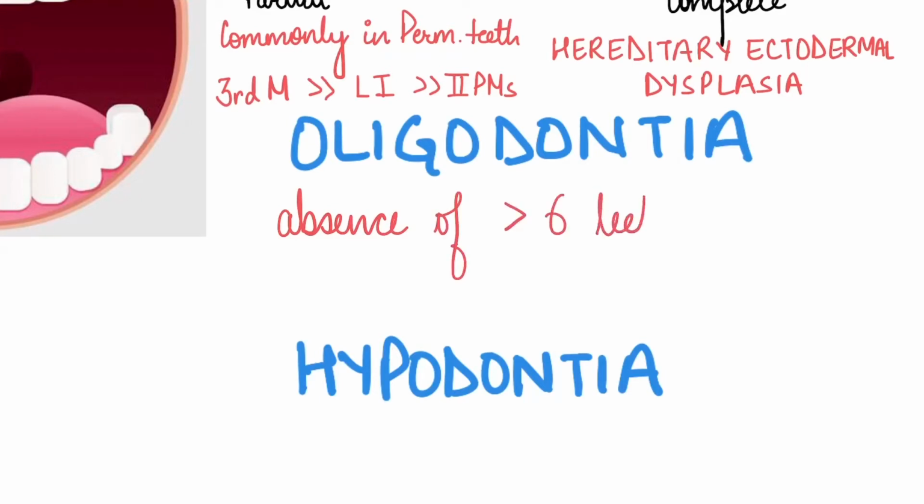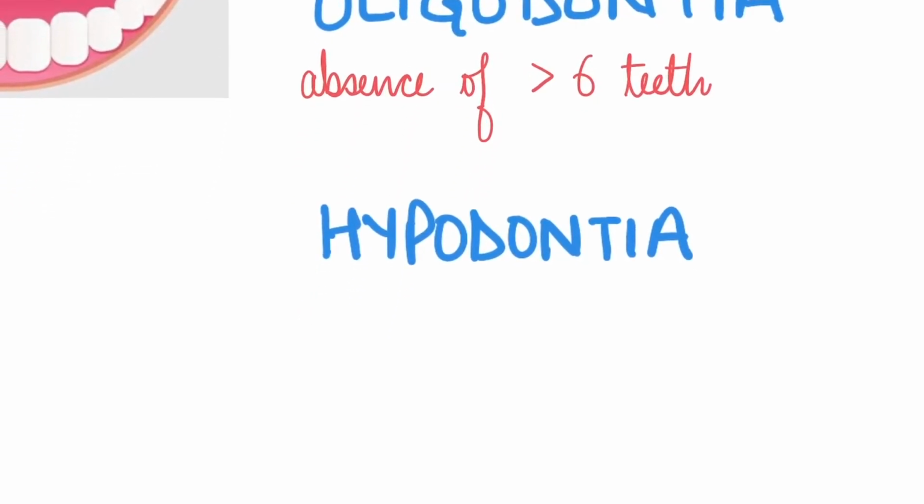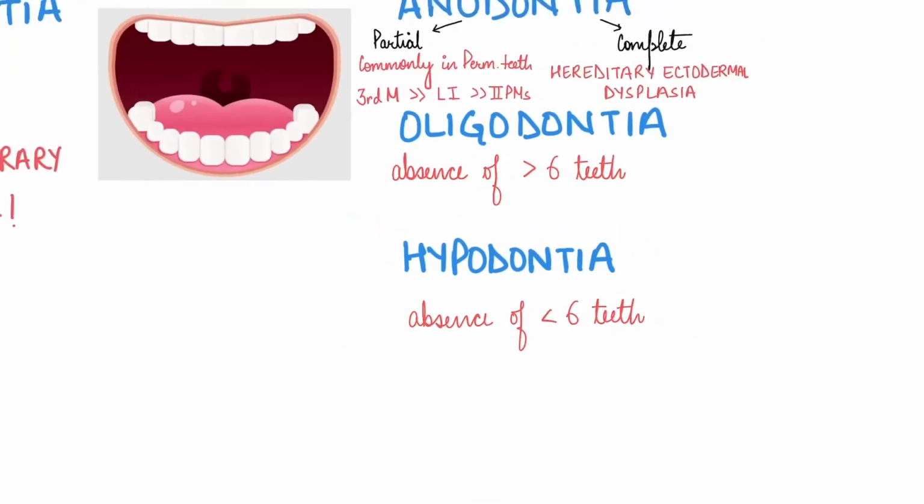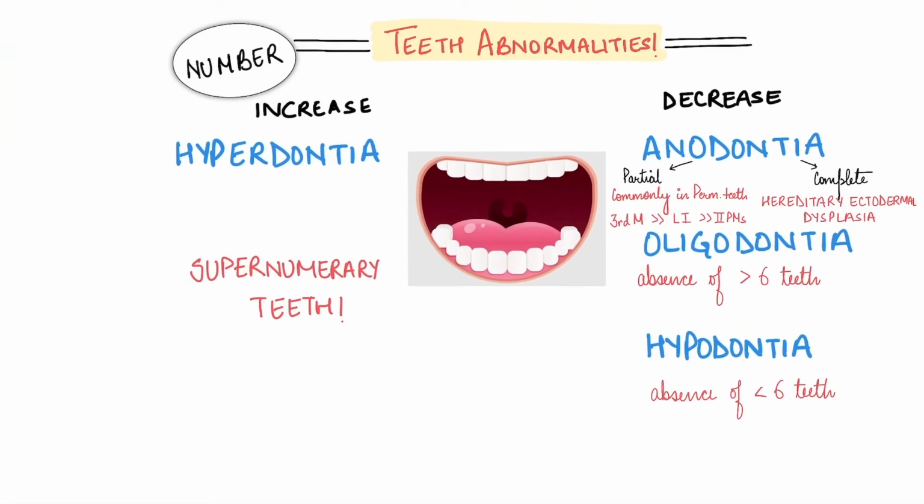Oligodontia is a term we use when we see absence of 6 or more teeth. Hypodontia is a term used when we see absence of few teeth, that is less than 6, and hyperdontia we know is the excess of teeth.